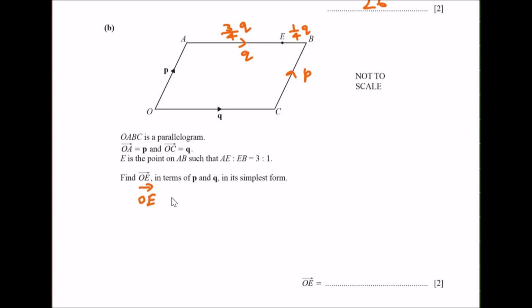So OE is equal to O to A, so OA plus AE, right? That is OA is P, so P plus AE. You can see there I wrote 3/4 Q. This is our answer. P plus 3/4 Q. Done.